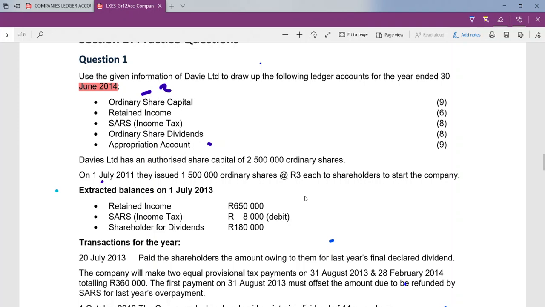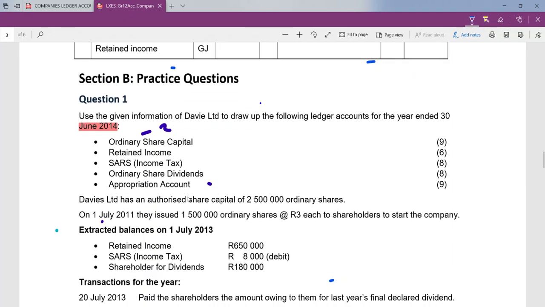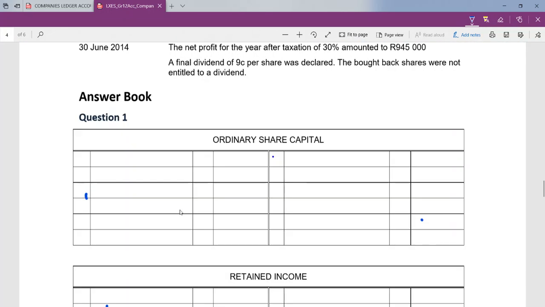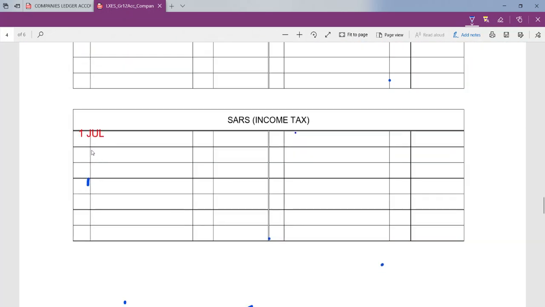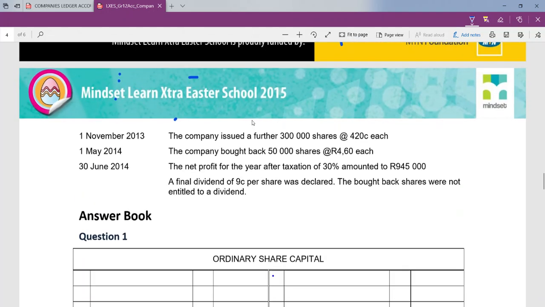So when you get that information, you make sure that you transfer it as quickly as possible. So I'm going to do that so that we avoid wasting time. Remember, our year is starting on 1 July 2013. So it means that on the SARS income tax account on 1 July 2013, we're going to have our balance brought down as that 8,000. So I'm going to write 8,000 here. And then from there, you go to transactions that relate to the provisional payments.